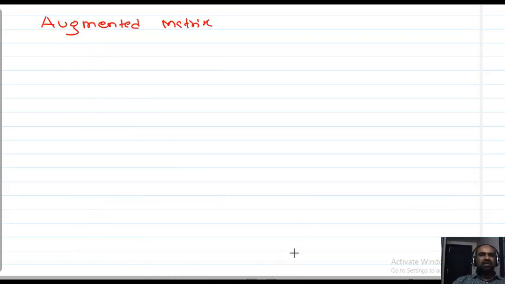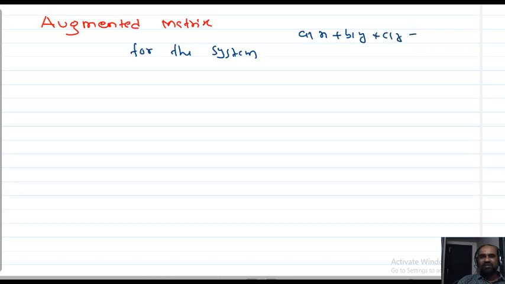Okay students. Next, augmented matrix. What is meant by augmented matrix? I will write the definition of augmented matrix. For the system A1 x plus B1 y plus C1 z equal to D1.